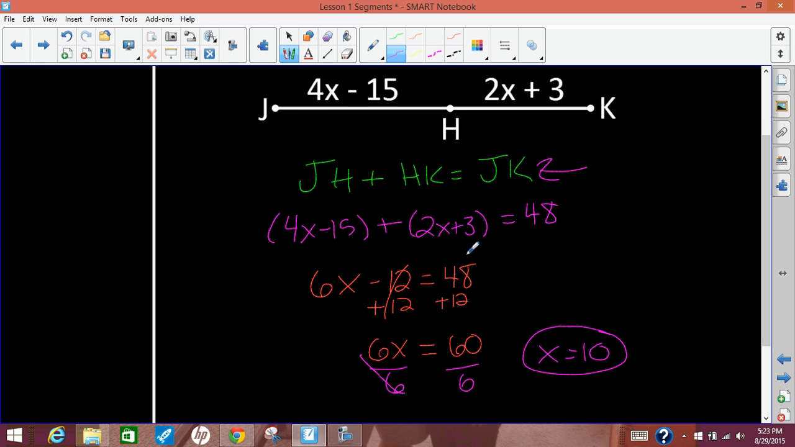If we wanted to check ourselves, remember now, we could plug 10 in here for x, and 10 in here for x, and simplify each of these. So let's do that. 4 times 10 is 40, minus 15 is 25. 2 times 10 is 20, plus 3 is 23. 25 and 23 does give us 48, so we've got a correct answer here.